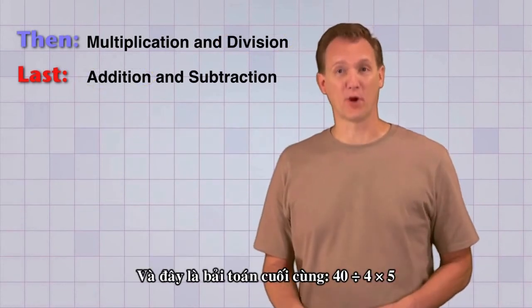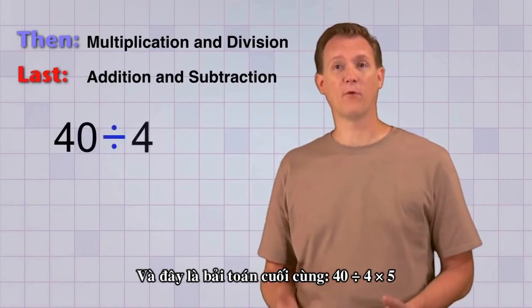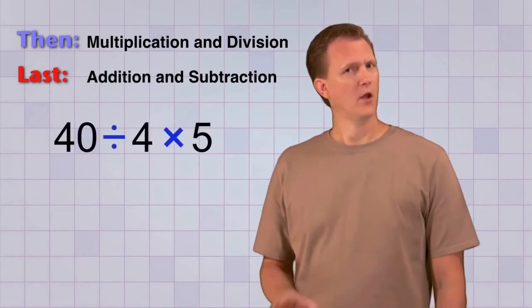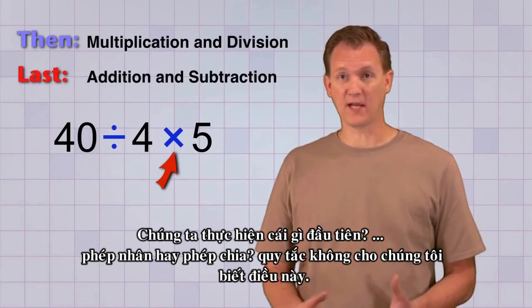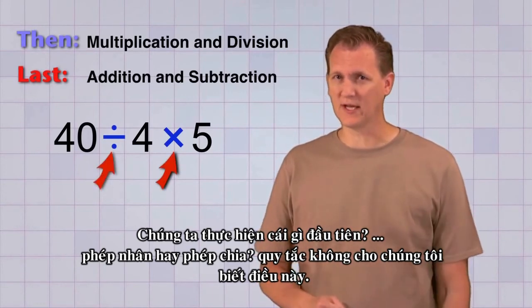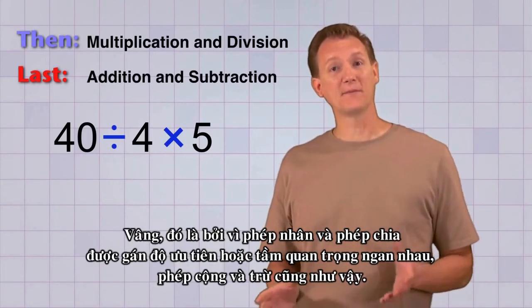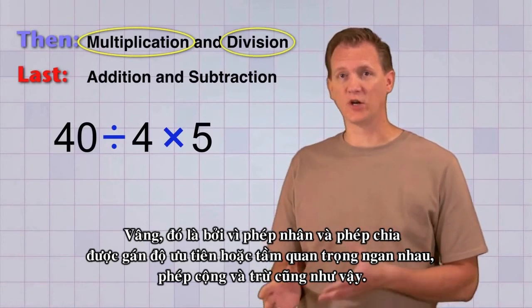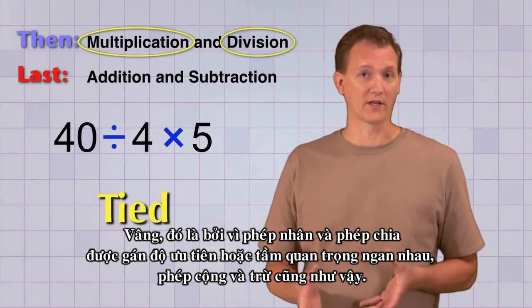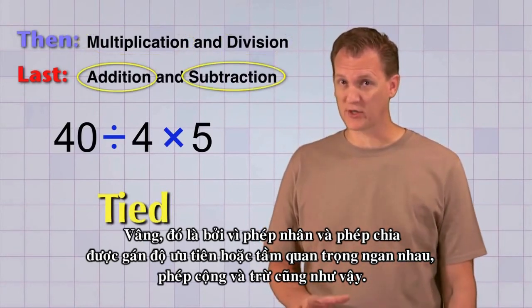And here's one last problem. 40 divided by 4 times 5. Which do we do first, the multiplication or division? Our rules don't tell us. Well, that's because multiplication and division are tied for priority or importance. So are addition and subtraction.